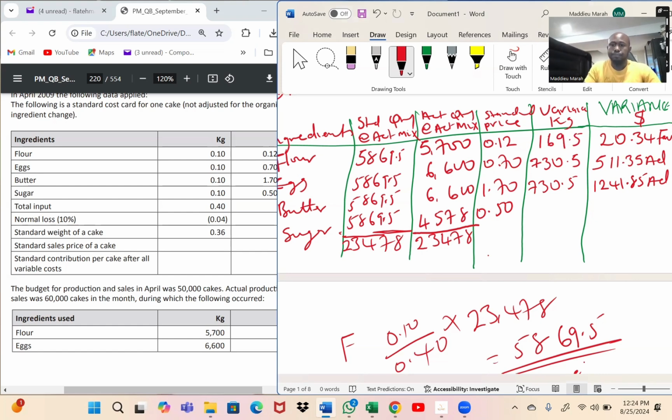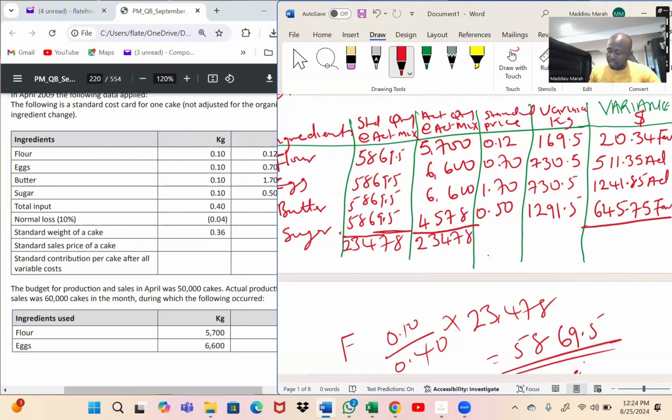And the last one, 5,869.5 minus 4,578. This gives me 1241.85. 91.5 multiplied by the standard price of 0.5. This gives me 645.75. This is going to be a favorable variance.